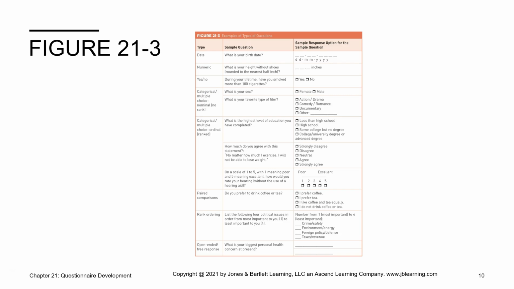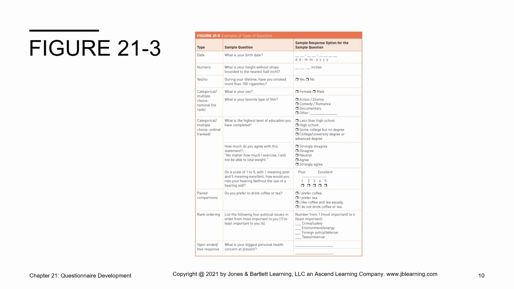So figure 21.3 goes over some examples of the different types of questions. I went over the date and the numeric. I didn't go over yes or no questions, but these are the binary responses. You could ask someone, during your lifetime, have you ever smoked more than 100 cigarettes, yes or no? I went over the categorical questions that are nominal, so male or female. An example here is what is your favorite type of film? You're probably not going to ask that in a health related questionnaire, but that's what the textbook has for us.